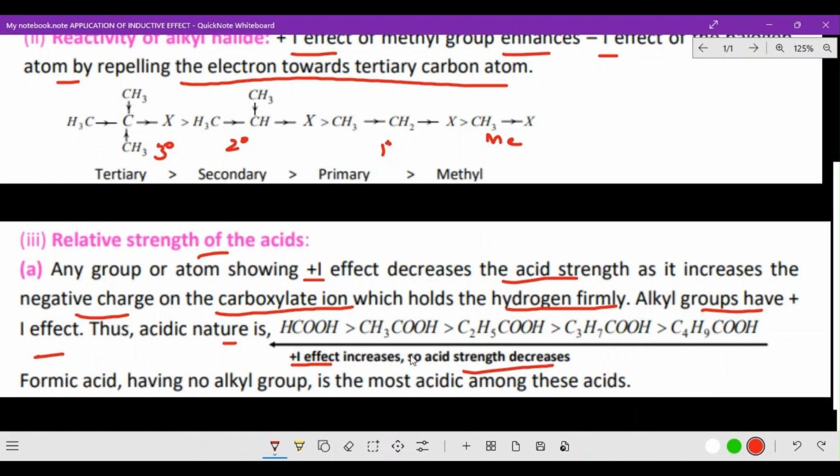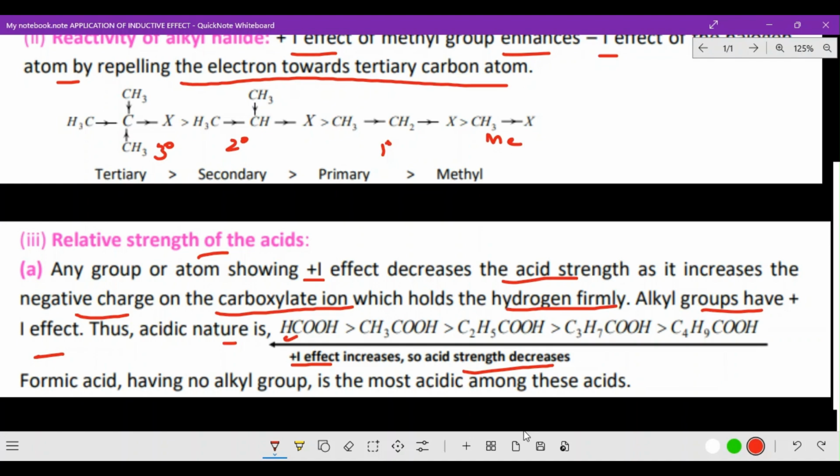Now in that, we can identify that formic acid is the strongest among all these acids. Formic acid has no alkyl group, so it is the most acidic among these acids. Usually this question will be asked in competitive-level as well as board-level MCQ questions. I hope you got that point. Why is formic acid stronger than any other acid? I hope you got that idea: because it does not have an alkyl group in it.